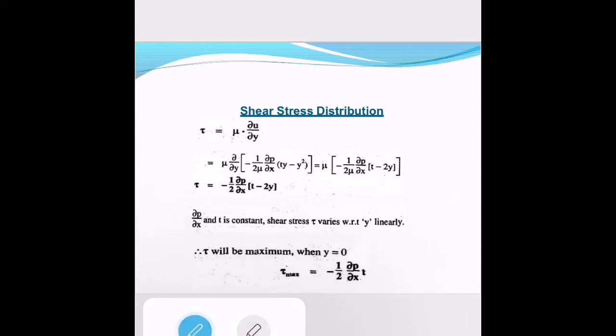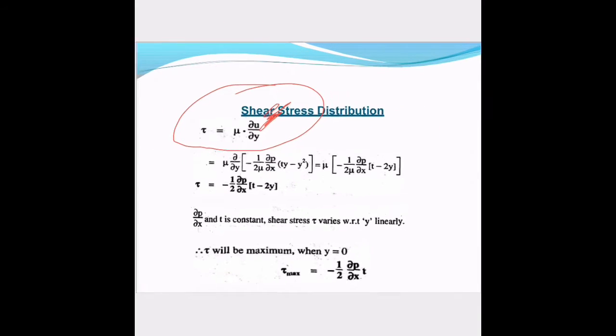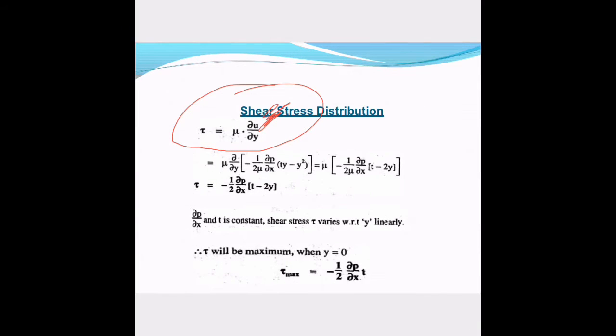So to find out shear stress distribution, we have to go back to Newton's law of viscosity. As we know, according to Newton's law of viscosity, tau equal to mu del u by del y. So these terms we have got already. And in place of u, you just put the value of u, the velocity distribution equation.